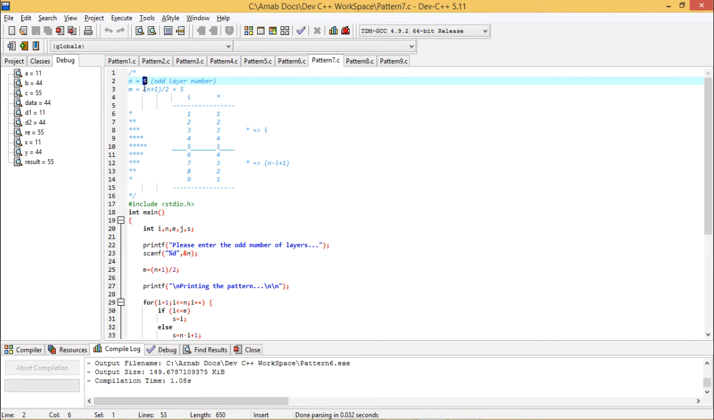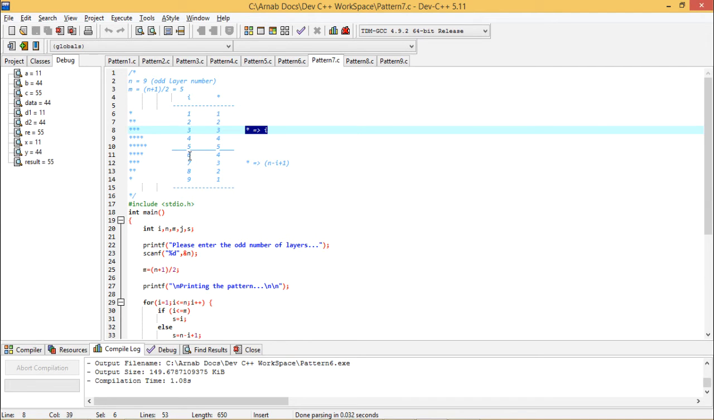The logic is very simple. You can go for n plus 1 whole by 2. So 9 plus 1 is 10, by 2, that is 5. To get the middlemost layer number, we have the formula n plus 1 whole by 2. Now, in the upper half, I is increasing, star is also increasing, and the value of I is the same as the star count. So in the upper half the logic is I.